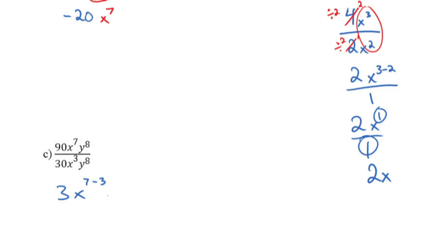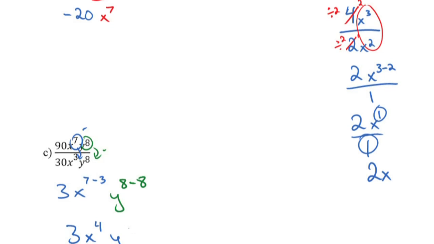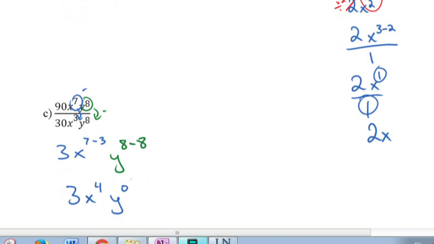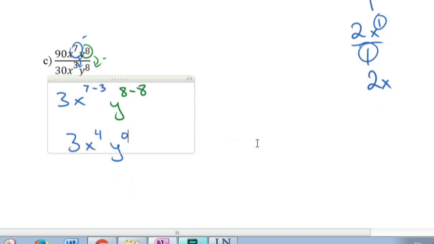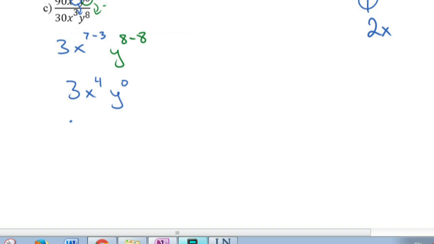And then I can do the same thing with my y's. I'm going to have y to the power of 8 on top minus the 8. So I have 8 minus the 8. I had the 7 minus that 3. This one just kind of works out really nicely. 7 minus 3 is 4. And then I have this y, 8 minus 8 is 0. Now we know anything to the power of 0 is going to give me 1. So this is going to give me 3x to the 4, and this is just a 1, which I don't need to write in.